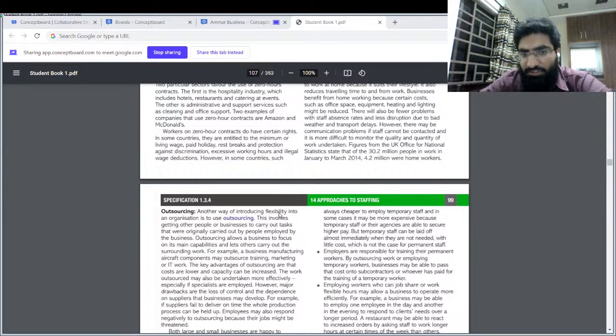The major decision that a business has to make with regards to their production is whether they employ labor or they employ capital. So this is called choosing between labor intensive and capital intensive approaches.